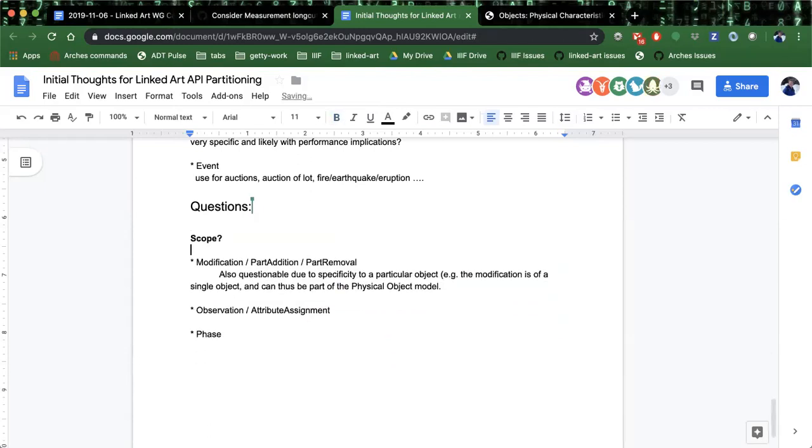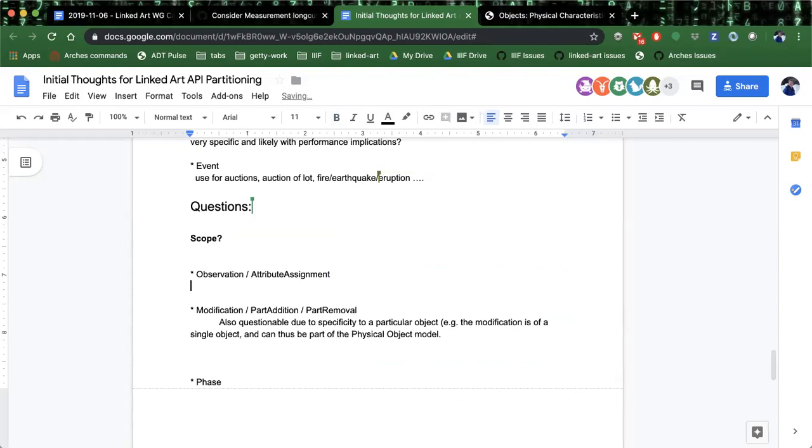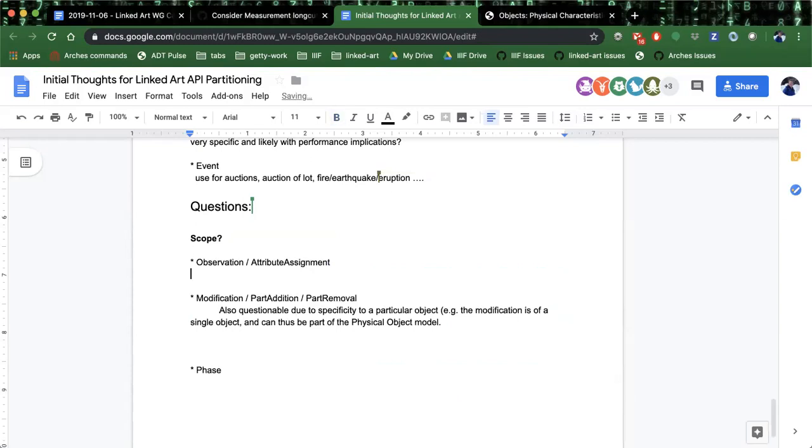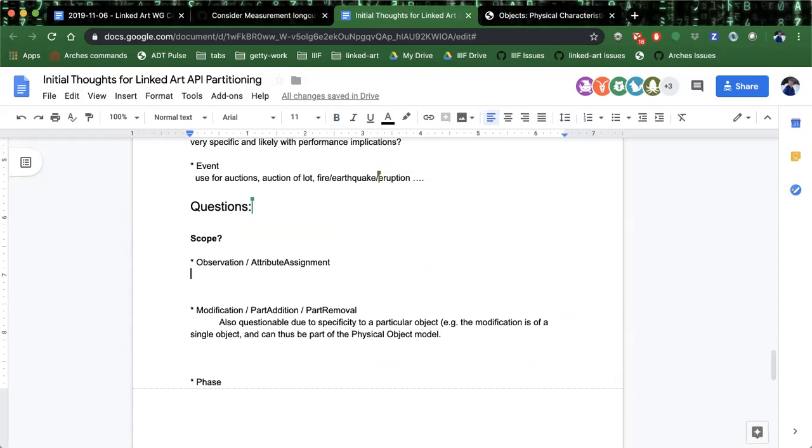And then some of the scope questions. So we just said that attribute assignment was useful, e.g. the measurement of the weight of the statue. Should that be part of the thing that has the dimension? Should it be part of the person who did it? Probably not, because they did lots of measurements. Or should it be its own separate activity?